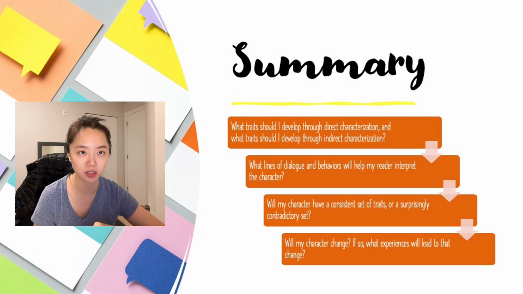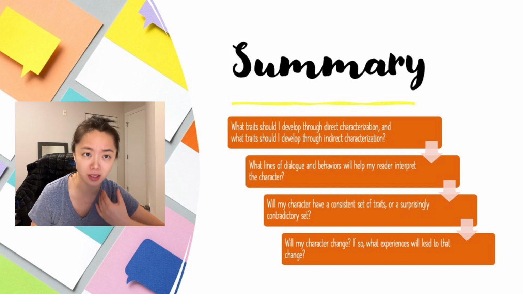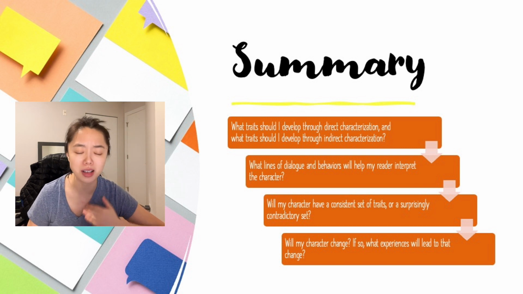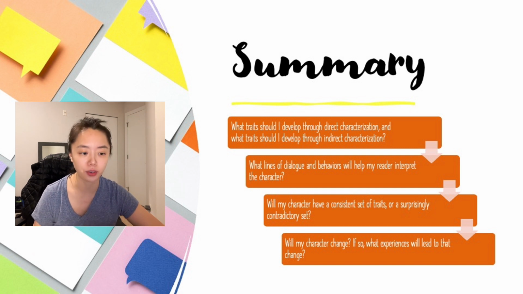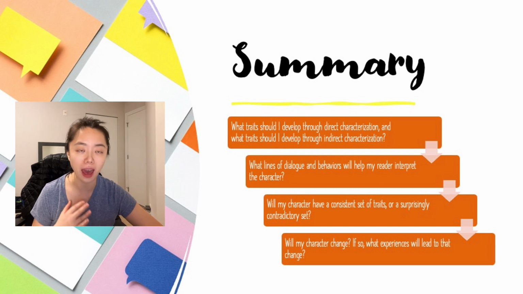In summary, developing a compelling character is no easy task. There are so many questions to consider. Like, what traits should I develop through direct characterization, and what traits should I develop through indirect characterization? Or what lines of dialogue and behaviors will help my reader interpret the character? Or will my character have a consistent set of traits or a surprisingly contradictory set? Or will my character change? If so, what experience will lead to the change? Answering these questions while creating a character will be sure to help you develop compelling characters. And considering these questions while analyzing a character will help you better understand a story.